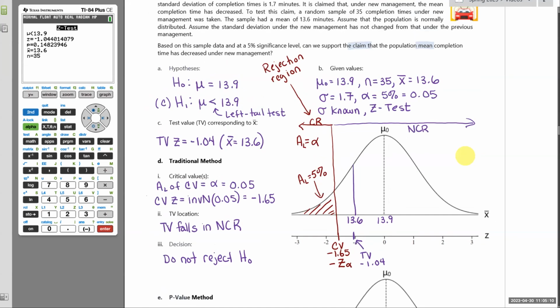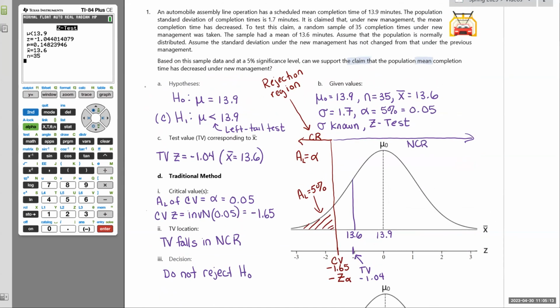Okay, so I'm going to do a little reminder up here. So if our decision is don't reject H naught, that means that we will not support our claim. So that means you don't support the claim because our claim is H1. So when I write the conclusion, we'll address those words.